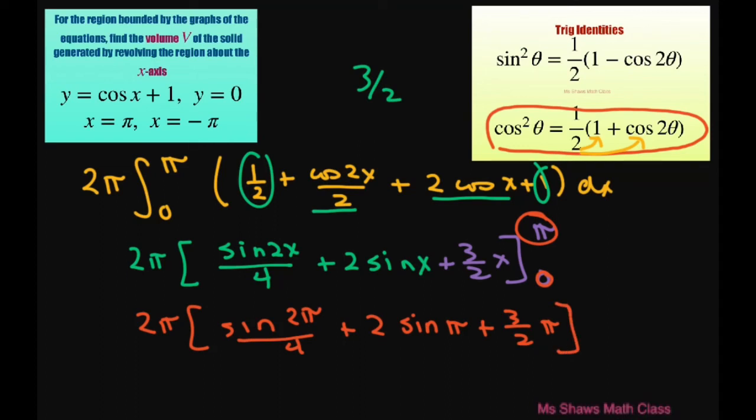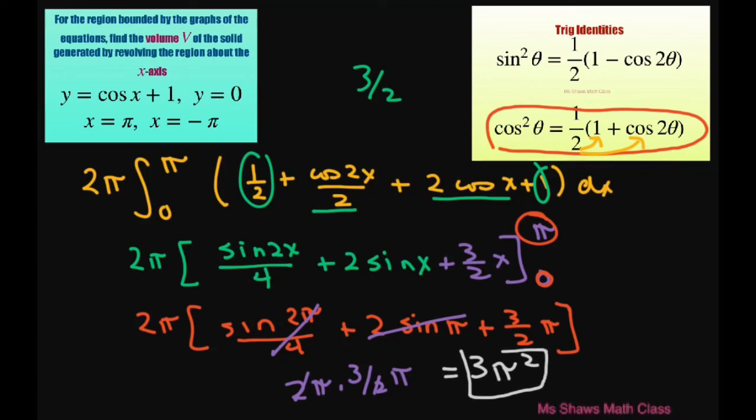All right, let's see. Sine of 2 pi is 0. Sine of pi is 0. So basically we have 2 pi times 3 divided by 2 pi. The 2's cancel, so we're left with 3 pi squared, and that's your volume.